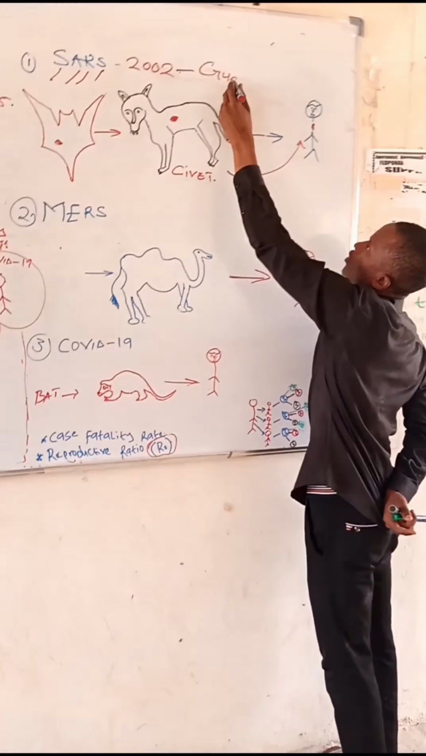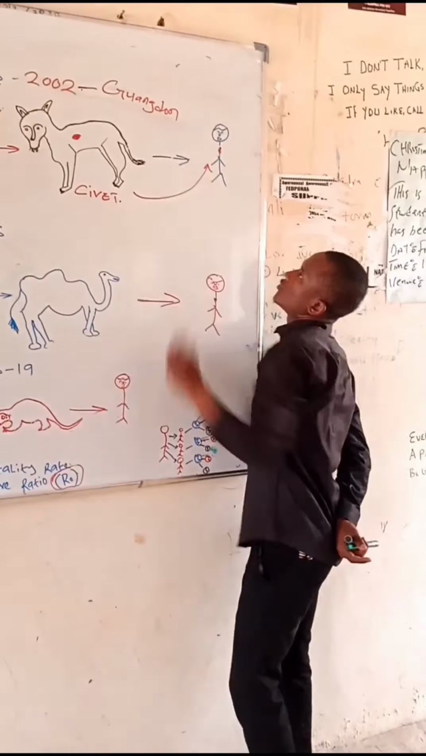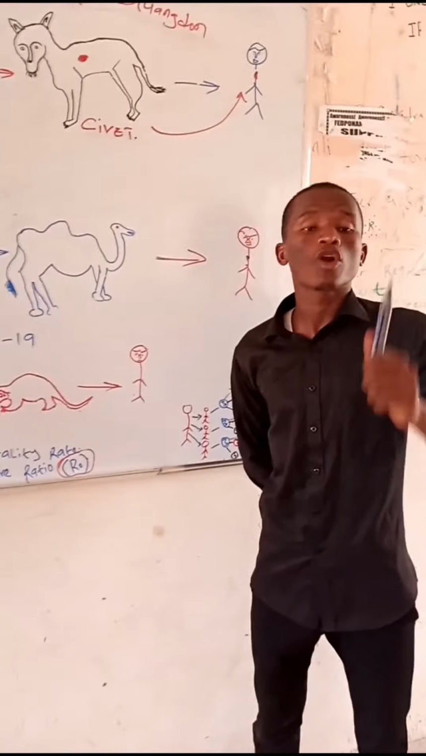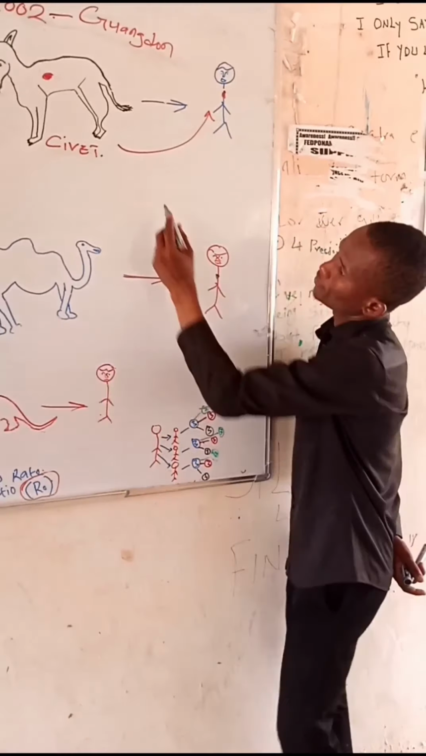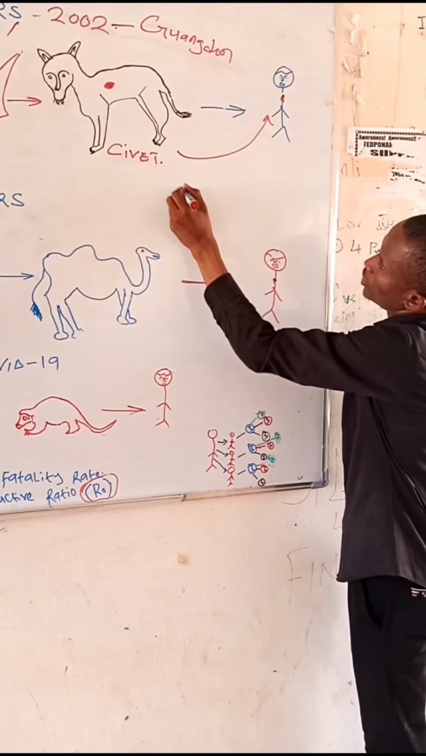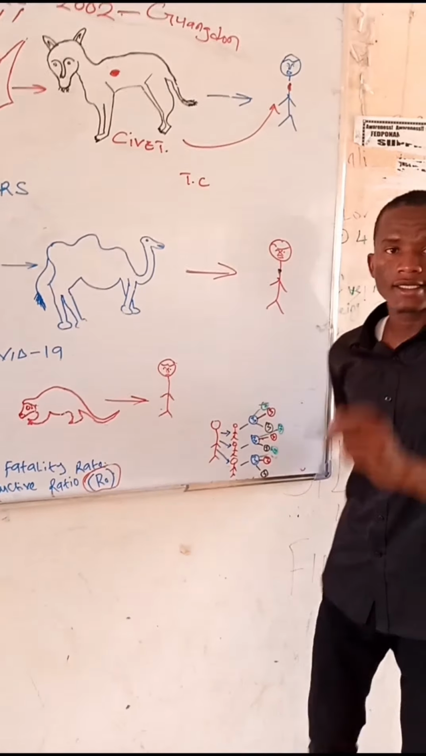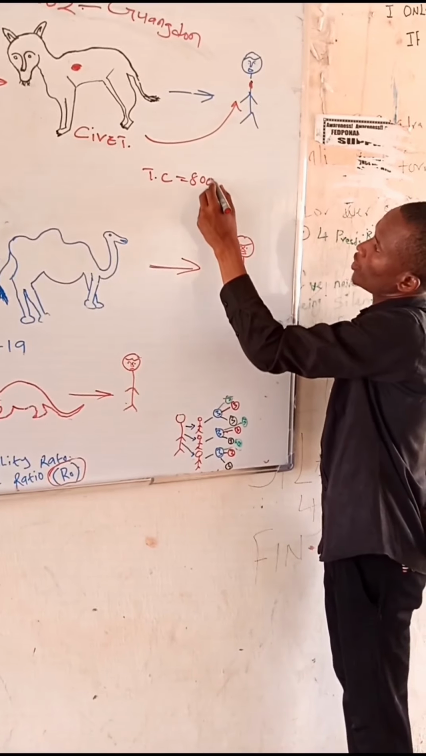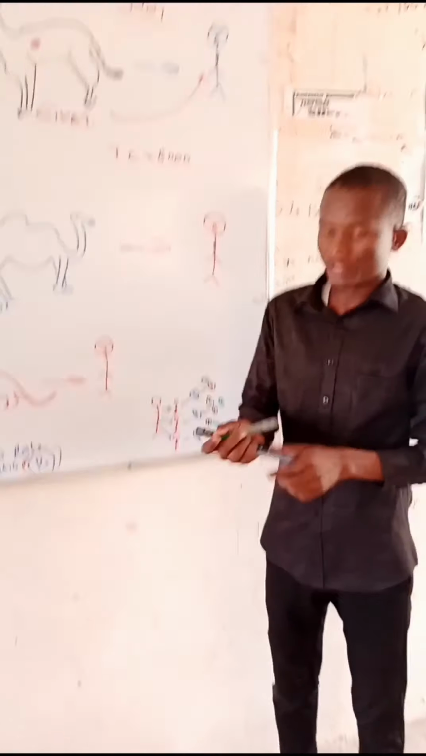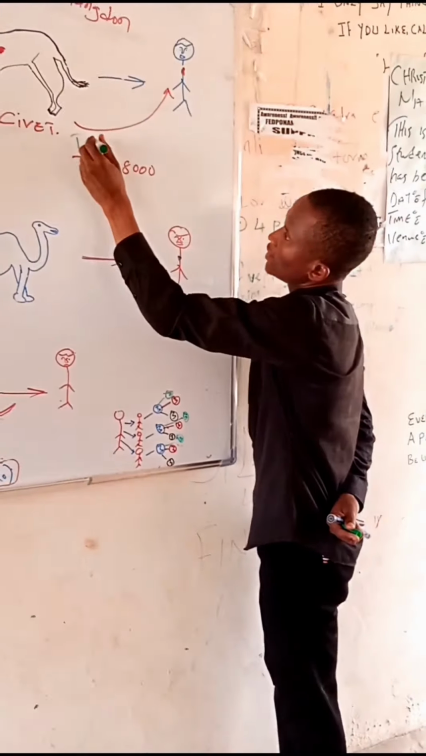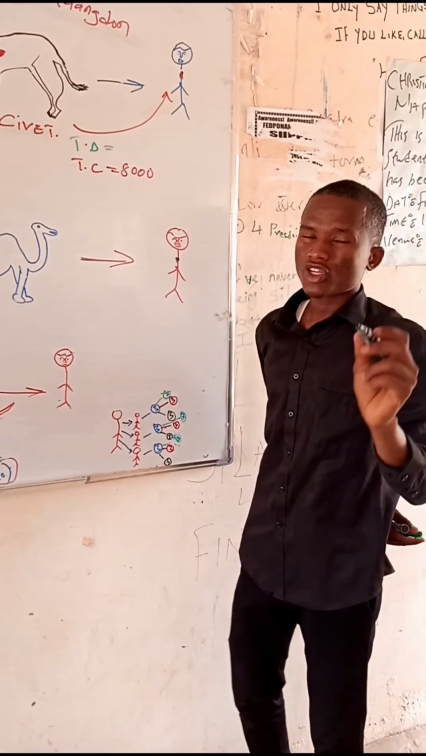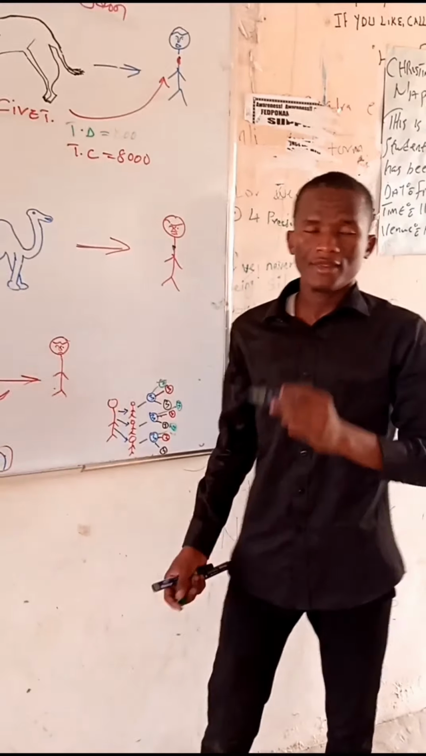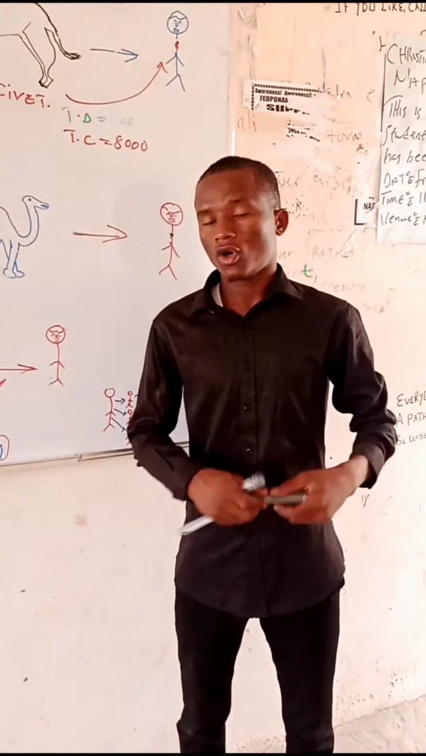The first case of this outbreak occurred in Guangdong in China. And it resulted in about 8,000 total cases and about 800 total deaths. So let's write this down. I will use TC for total cases. So total cases is equal to 8,000 total cases of SARS. And I use TD for total deaths. So this SARS outbreak resulted in about 800 total deaths. So that is for the SARS outbreak of 2002.